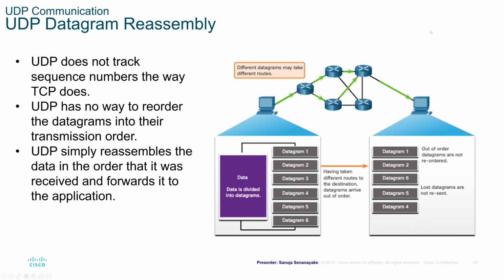If you look at the diagram on the right hand side, that's what it is trying to deliver here. We have a block of data that is divided into datagrams, and you have here 6 datagrams. But when they go through, datagrams 1, 2, 6, 5, 4 arrive at the destination, and obviously they are out of order and need to be reordered. And there are also lost datagrams that are not resent because it is using UDP. So that's what is shown here.